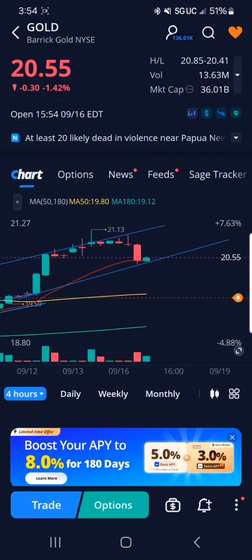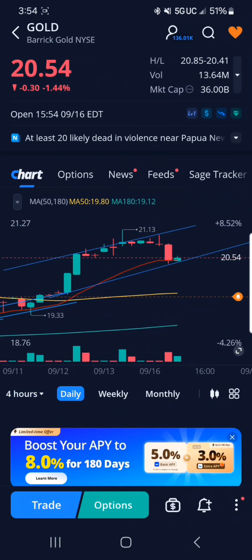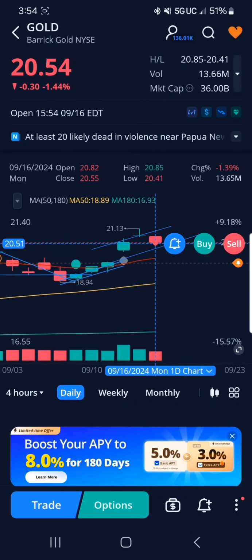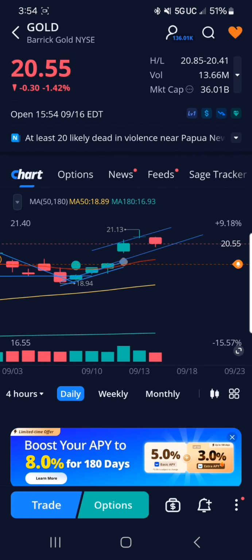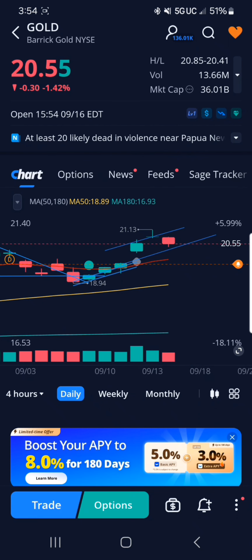Right, it's Monday afternoon, end of the day, and I'm looking at gold and I see something I like here. On the daily, we've got a red candle, but as you can see, it's kind of pushing back up a little bit right now. It was a collapsing red candle. Now it's kind of stuck there.